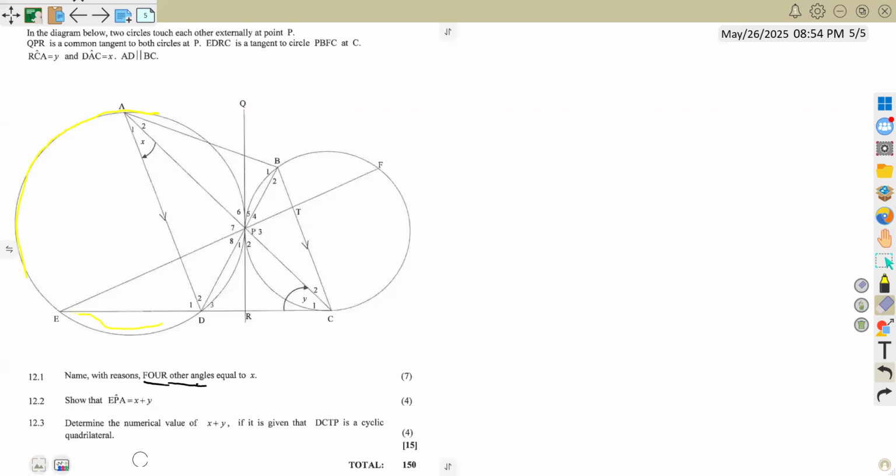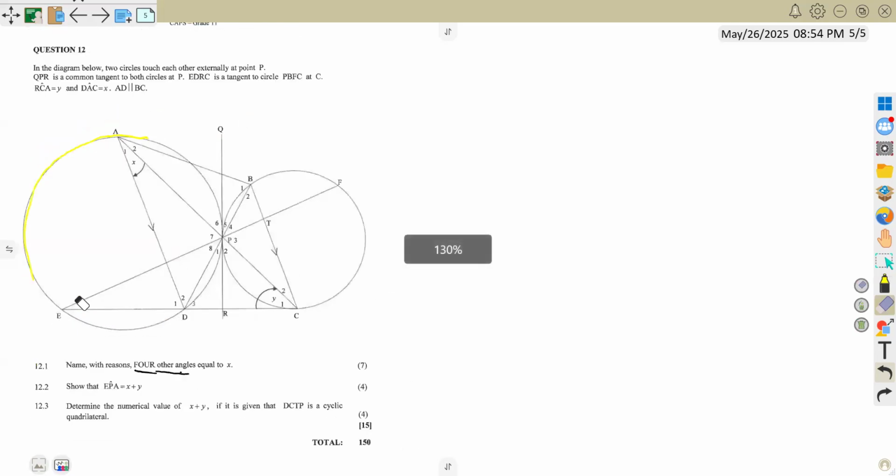If we go to the bigger circle here, okay, let me try to mark it. That's the bigger circle. If we only concentrate on the bigger circle, as we can see, we have this chord which subtends this angle X, and this chord is subtending that angle E.